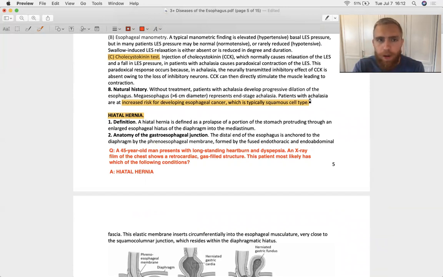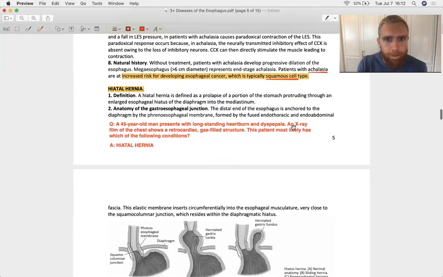Also, you want to know that achalasia has a big correlation with squamous cell esophageal cancers. And that'll be good to recognize. Quick aside, there's only two types of esophageal cancers you need to know about for our tests. There's a squamous cell and there's an adenocarcinoma, adeno being a glandular cuboidal epithelial neoplasm. So that makes life pretty easy for us. So achalasia is correlated with squamous cell esophageal cancers.